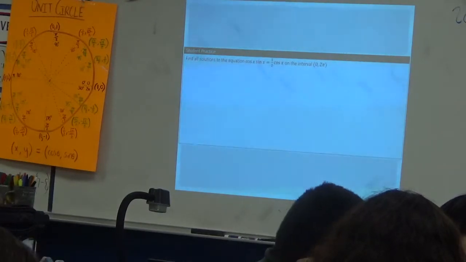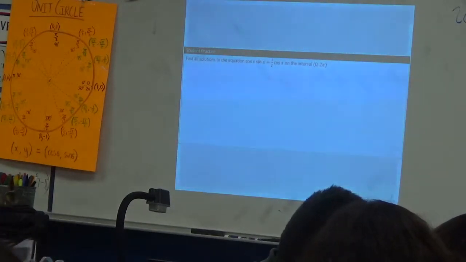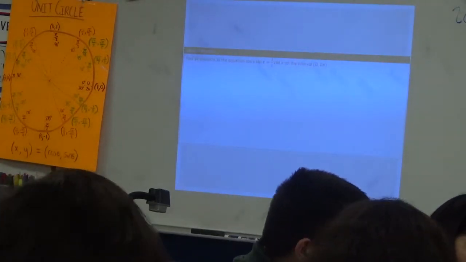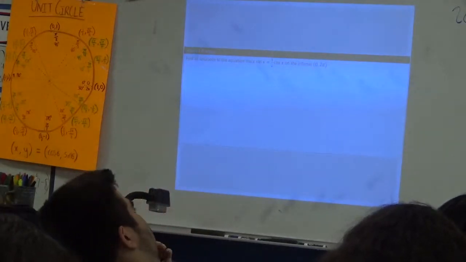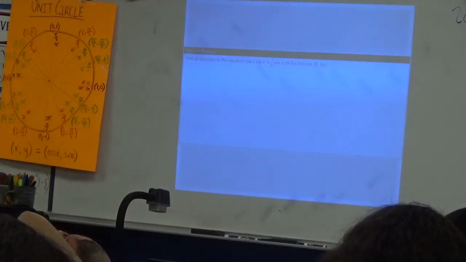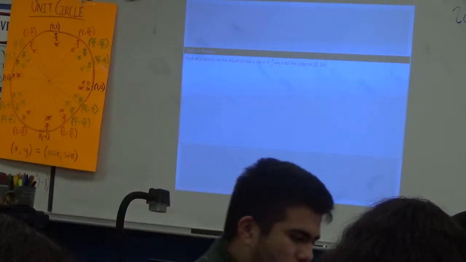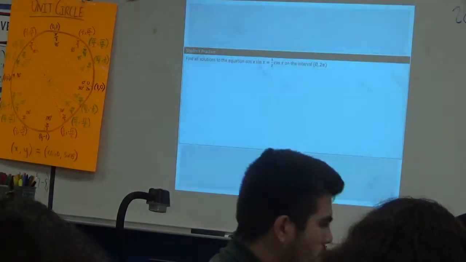But cosine is not 0 here. Cosine is 0. Now I fixed it. Cosine's x. So let's think about it. You said that cosine is x here at 0, and that's not true. This is your point here. Cosine is 1 here.